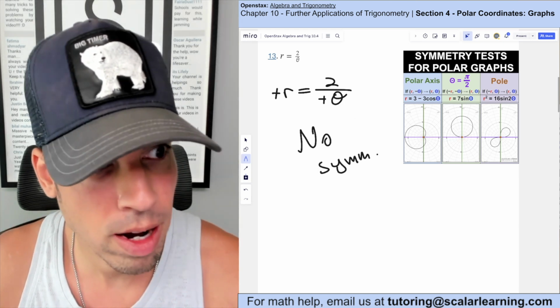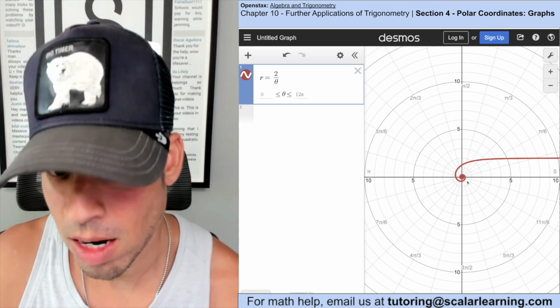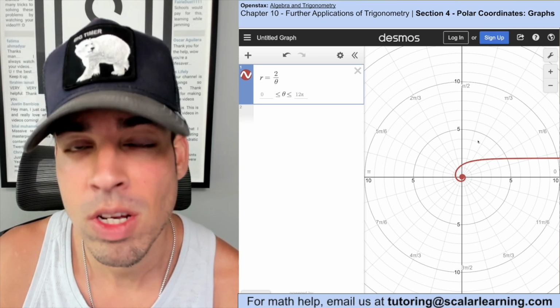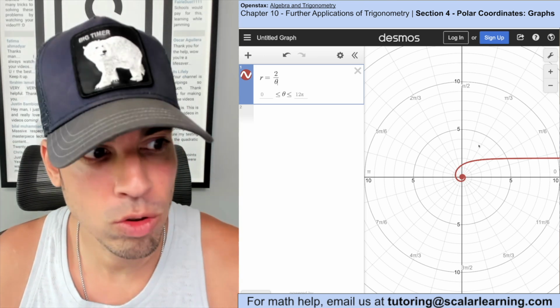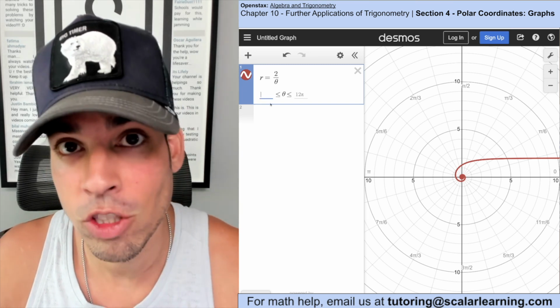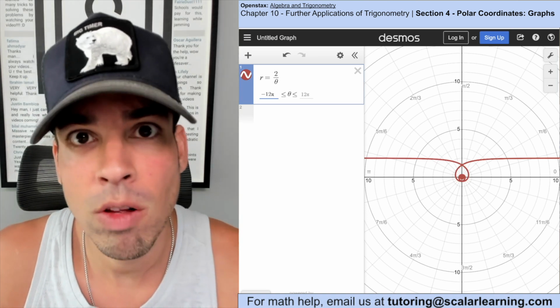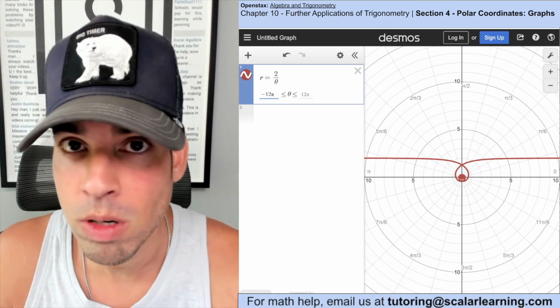If we go to the graph, you see that we clearly have something that doesn't have symmetry with respect to anything. Not with respect to the pole, not with respect to pi halves. So there definitely is no symmetry in the graph. Now I want to give one caveat. When you expand the range of theta from negative 12 pi to 12 pi, now all of a sudden it does have symmetry. So I just want to point that out.